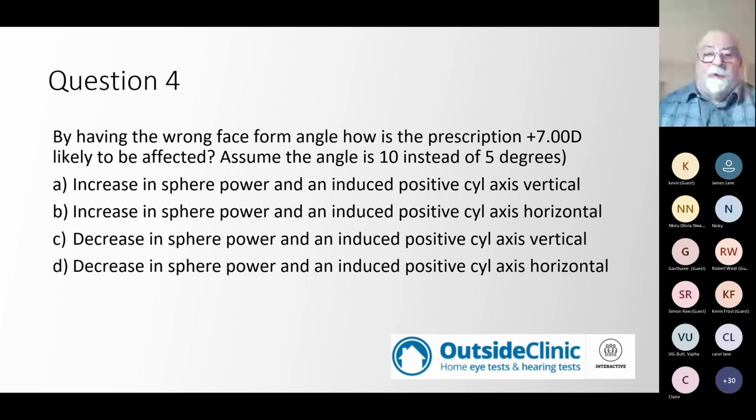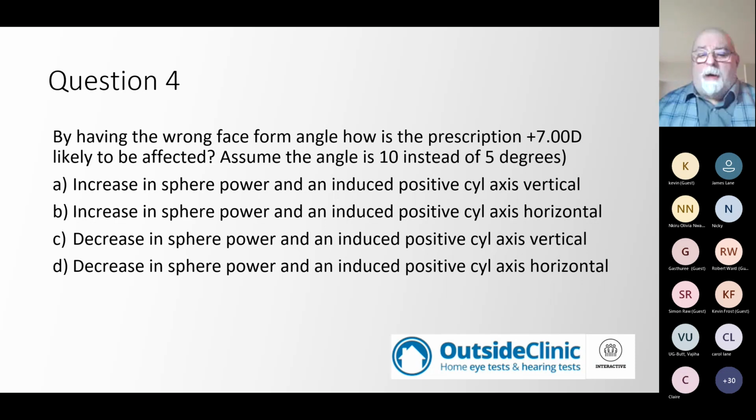So by having the wrong face form angle, how is the prescription +7 likely to be affected? And what we're going to do is we're going to assume that the angle is supplied at 10 degrees instead of 5 degrees. So what's it going to do? Is it going to give me an increase in sphere power and an induced SIL axis vertically, or the same but axis horizontal, or decrease in sphere power and a positive SIL vertically, or a decrease in sphere power and an induced positive SIL horizontally?